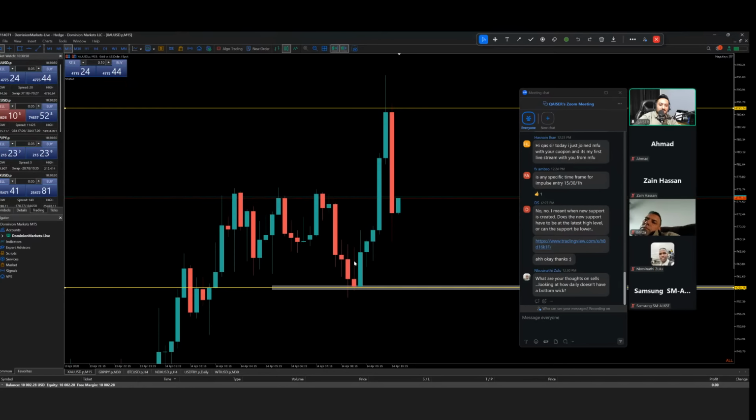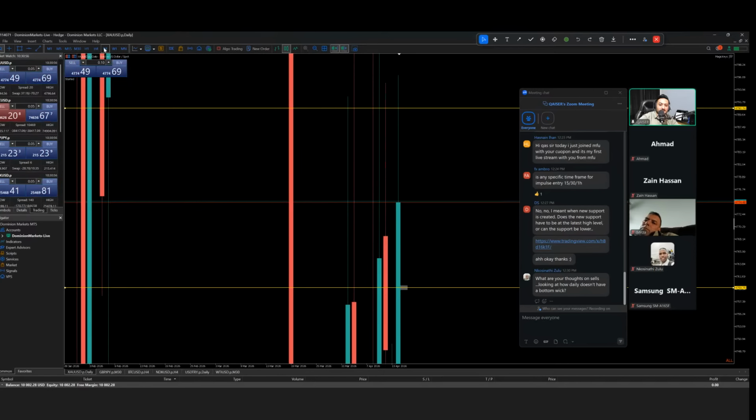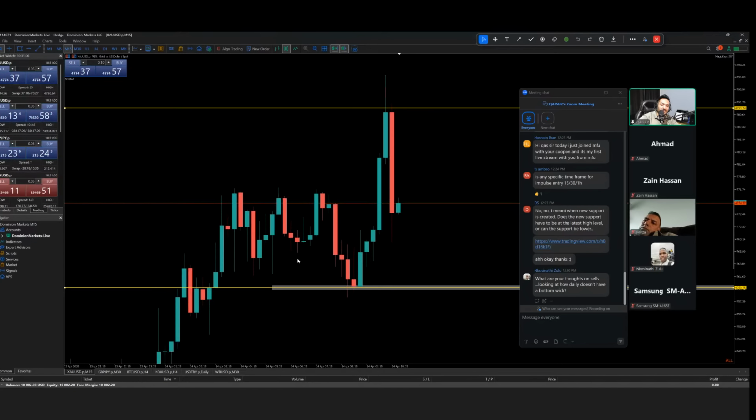What are your thoughts on sells, looking at how the daily doesn't have a bottom wick? But look at this one, the way it is pushing upside. It is rejecting from this area, but I need some confirmation candle. I'm not looking at the daily time frame right now. I just wanted to grab some chunks on a 50-minute or a 30-minute time frame. Simple as that.